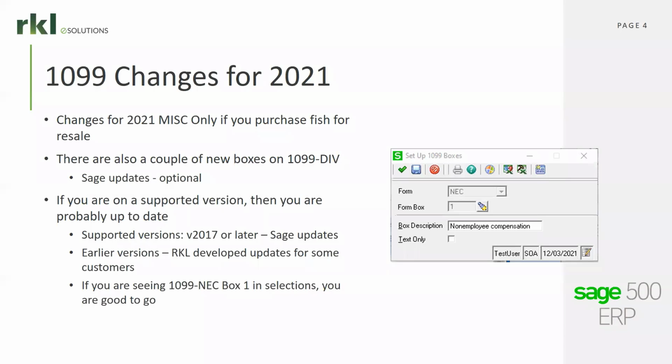So most of you are going to be on a supported version. That would be 2017 or later if you had Sage updates. If you were on a version 2016 or earlier, you may have gotten last year the RKL update, but you'll know you've got something to work with. You go to any of your locations where the 1099 boxes are. If you see Form NEC Box 1, then everything's very good. You've got last year's updates. That was our trauma, last year with a whole new form. This year, nice and quiet.